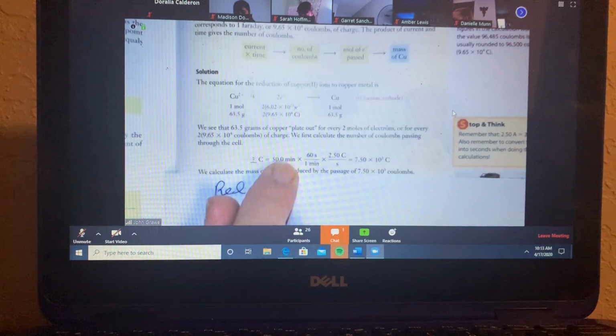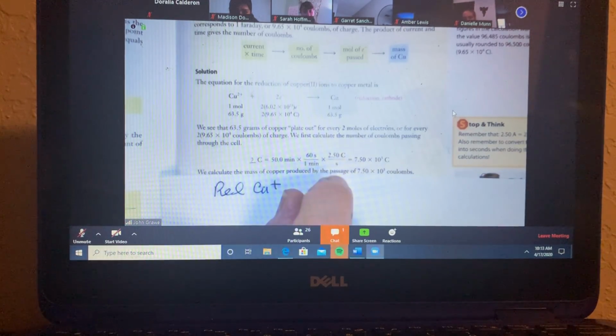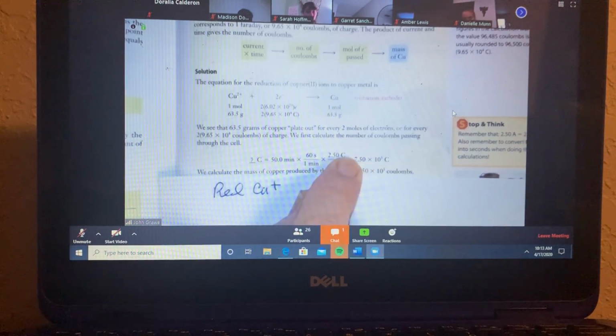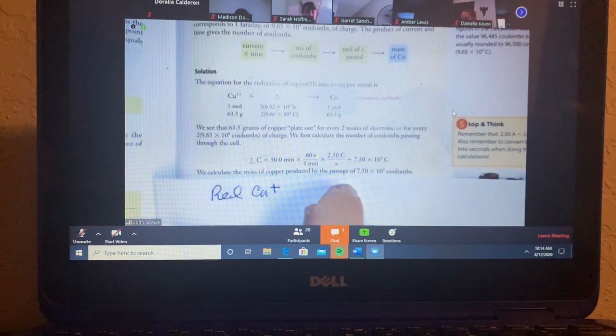We take our minutes or hours and convert it down to seconds. Then we put on our amps. And an amp is coulomb per second, so it's a direct conversion. Seconds are going to go, and we're left with coulombs. So that's the conversion of time, 50 minutes, and amps into coulombs.